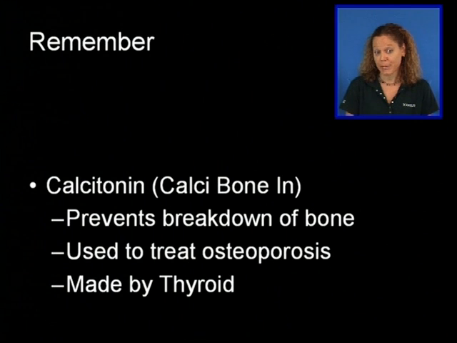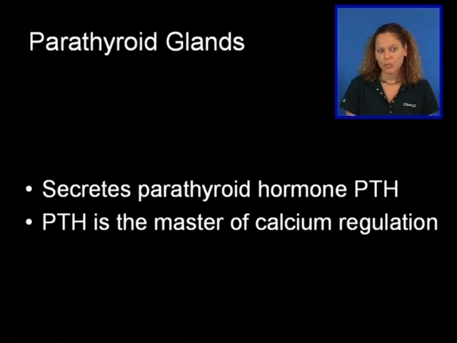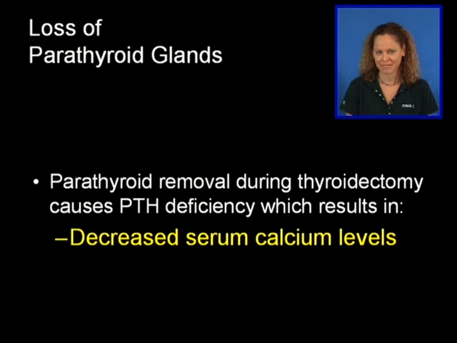Calcitonin is made by the thyroid gland, and it prevents breakdown of bone, and it's used to treat osteoporosis. So if we can remember, calcitonin means calcium in the bones. So the parathyroid glands secrete parathyroid hormone, and parathyroid hormone is the master of calcium regulation.